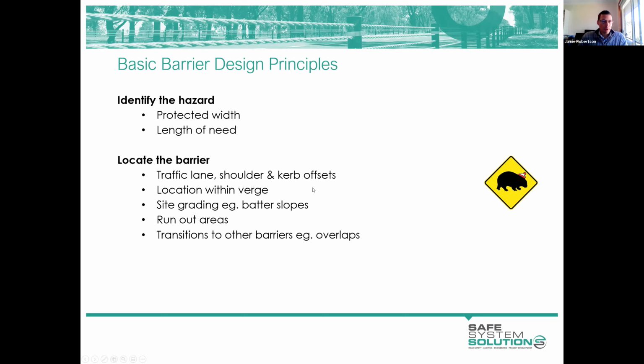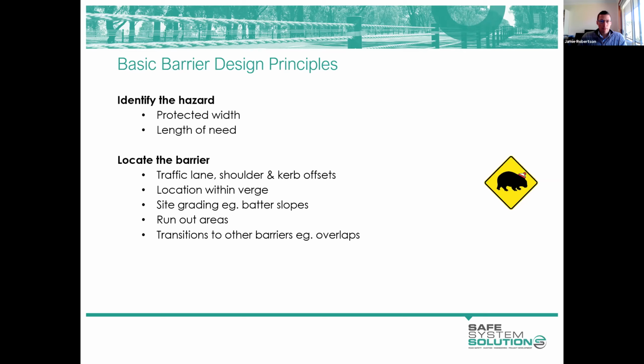We then need to locate our barrier in relation to the roadway. So we need to be thinking about all of these cross-section elements: traffic lanes, where is our edge line, how wide is our shoulder, is there a curb, where is our hinge point and how far from the edge line. So get out on site. You can't have too many measurements when you're looking to design a barrier. We need to be mindful of allowable batter slopes for installing barriers. Think about run out areas. I think we've mentioned them, but we'll go into a bit more detail on that shortly. That may influence your barrier design.